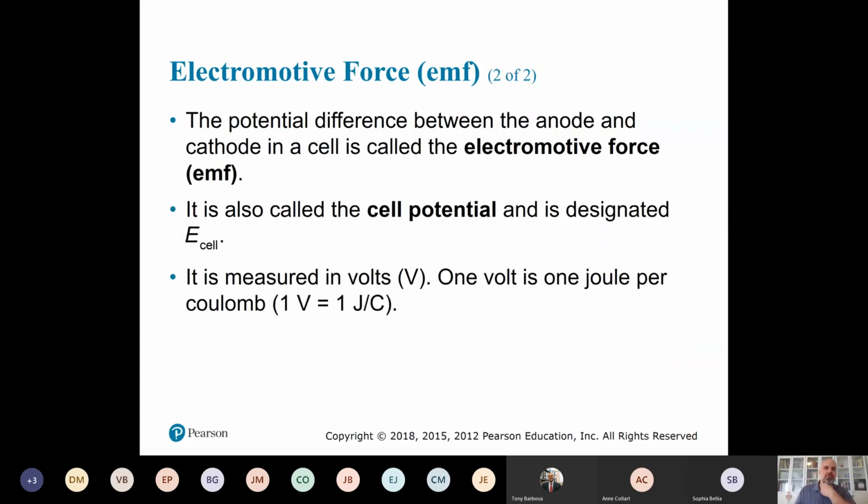So the electromotive force is the potential difference between the anode and the cathode in the cell, right? The potential difference is also called the cell potential and is designated as the E of the cell, right? It's the electromotive force. It's the amount of potential energy that a cell, when we're talking a cell, we're talking about an electric cell, has to do work, basically. It's measured in volts, right? We measure all of our electricity in volts, where 1 volt is 1 joule per coulomb, right? This is the measurement of what a volt is.